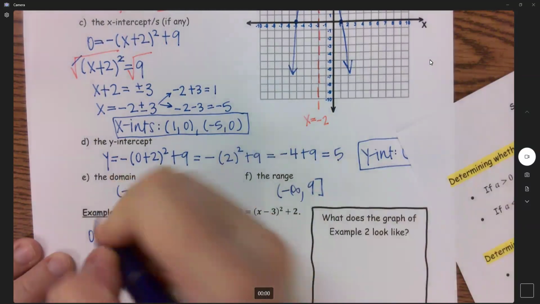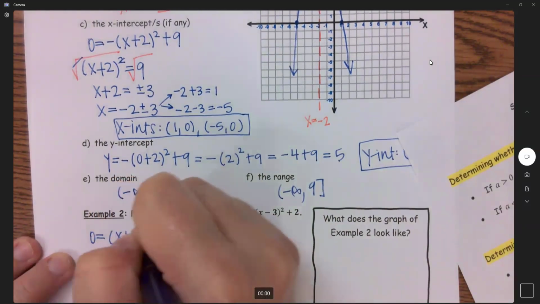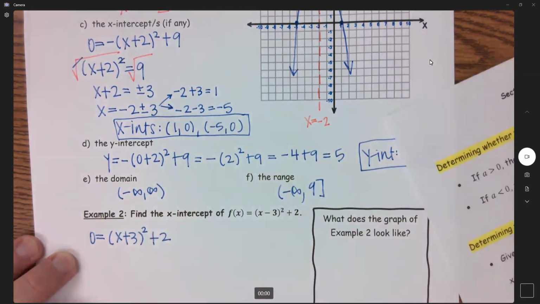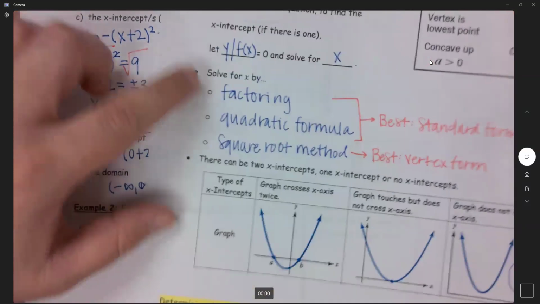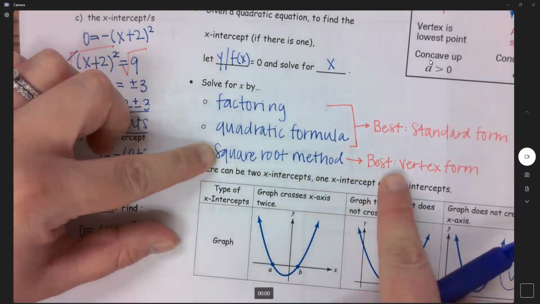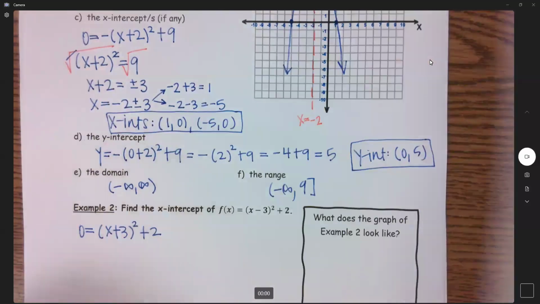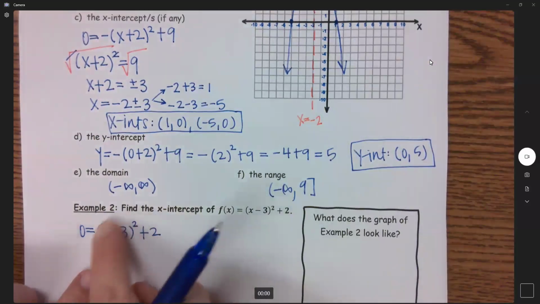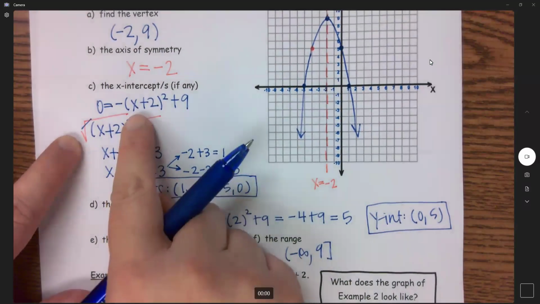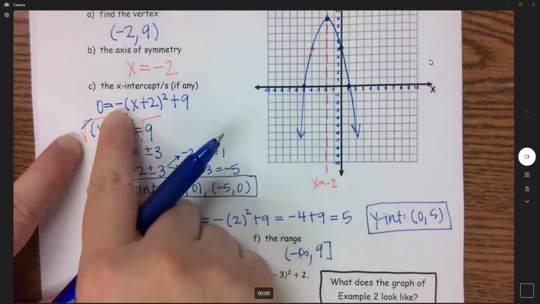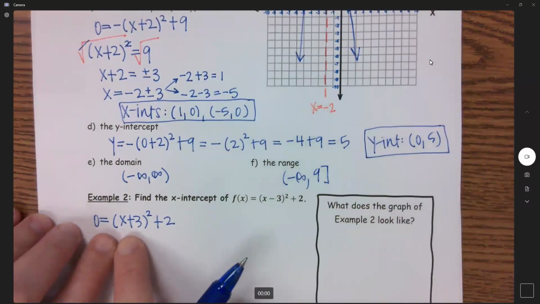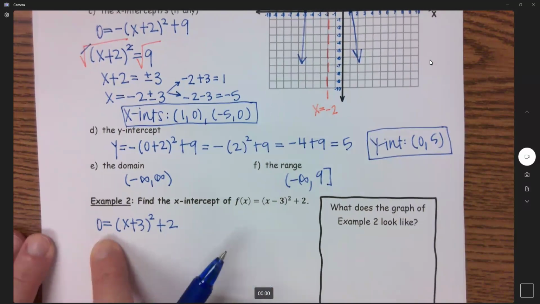So I have 0 equals (x plus 3) quantity squared plus 2. And we have 3 ways of solving: factoring, quadratic formula, or square root. Square root method is the best for vertex form. So what I need to do is get this x squared component by itself. Now before up here, because my x squared component was negative, I moved that over. This time, because it's positive, I'm going to move this 2 over instead.